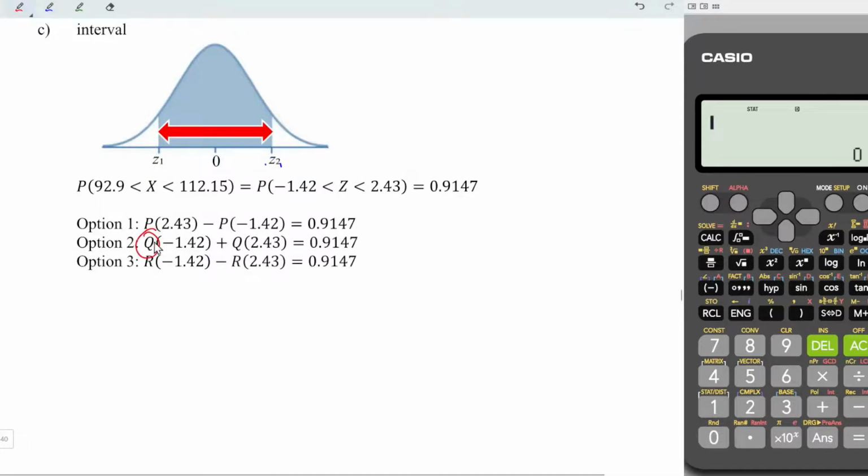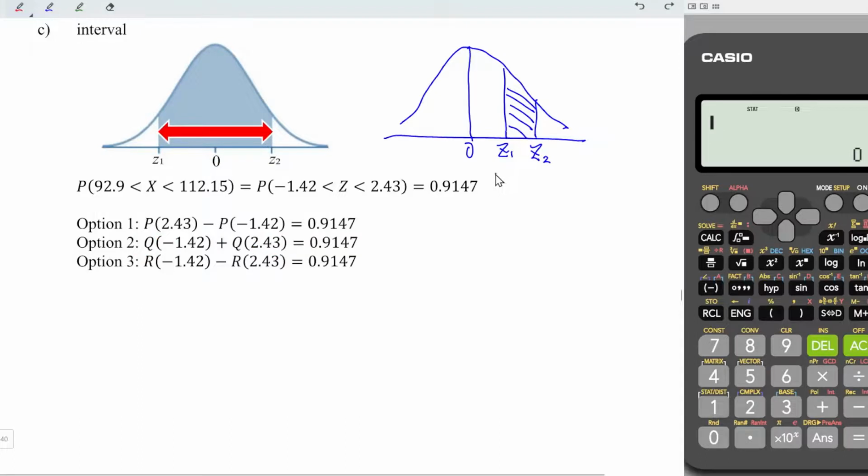However, for Q, which is counted starting from the point 0, we should first cut the distribution into half. And if we want negative, which means starting from 0 and moving to negative, that is the region here. If we have positive, also starting from 0 and moving to the point that we have, which is here. So for this case, we need region A and region B, which means that we should apply addition.